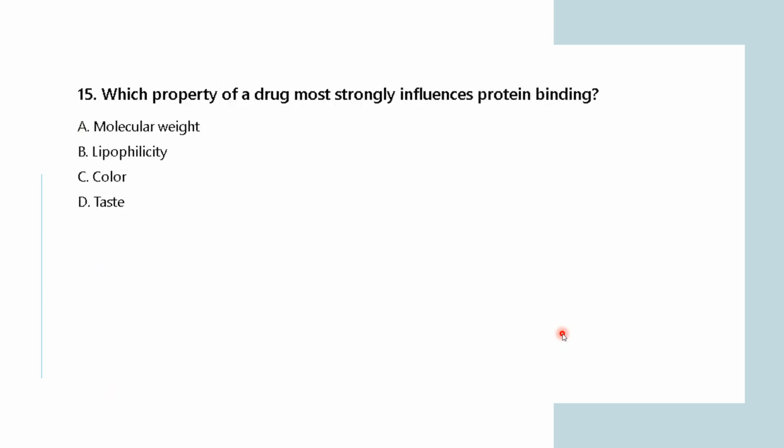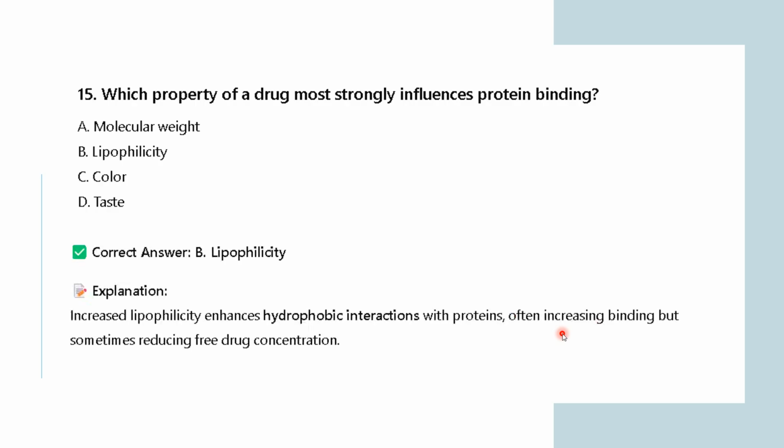Now the next question is, which property of a drug most strongly influences protein binding? Is it molecular weight, lipophilicity, color, or taste? What do you think? Lipophilicity. Right. So why lipophilicity? Because here they are asking which property of a drug most strongly influences protein binding.